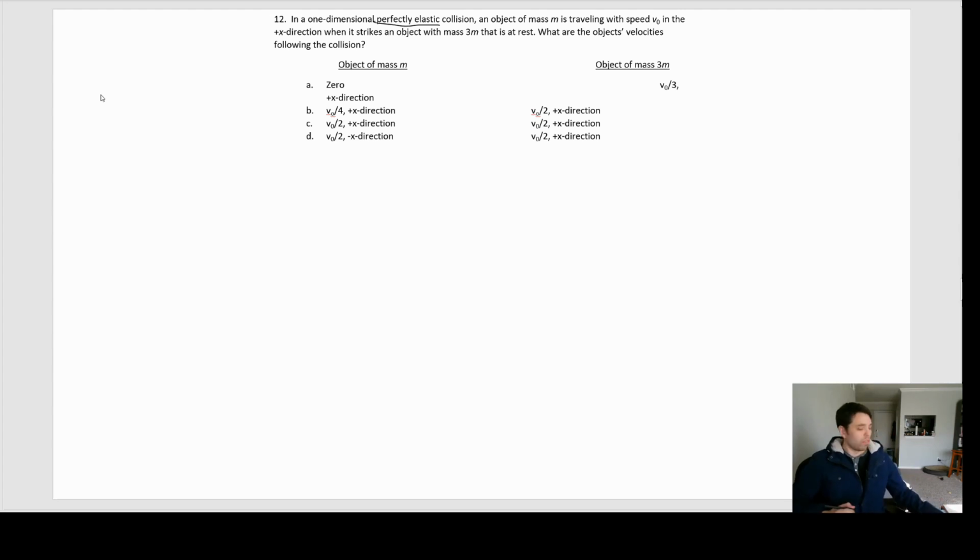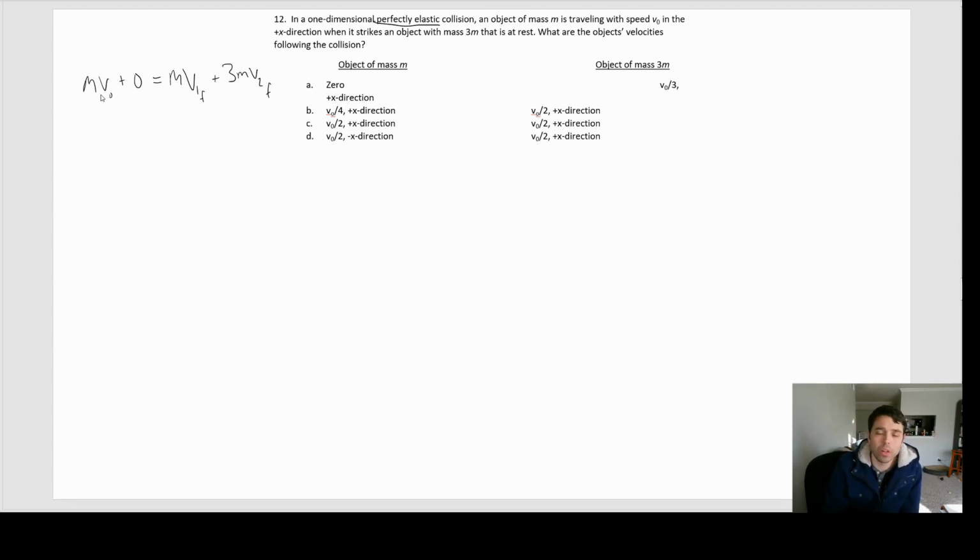All right, now for this problem, we have to remember that for a perfectly elastic collision, there are some special rules. There are two unknowns here, right? Let's set up our conservation of momentum equation first. We have a mass m with a v0 speed plus 0, because the other object is at rest initially. But after the collision, we're going to have mass m with some speed, I want to call it v1f, plus mass 3m with some speed, call it v2f. We don't know what either one of those is.